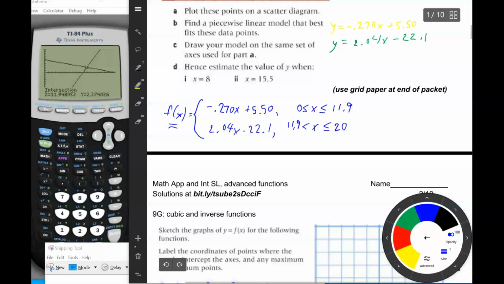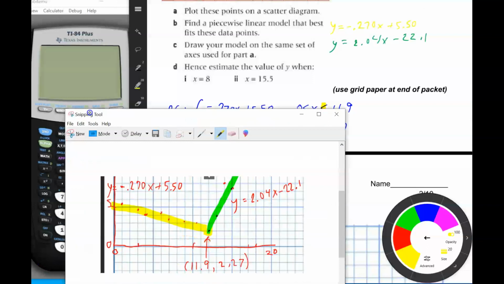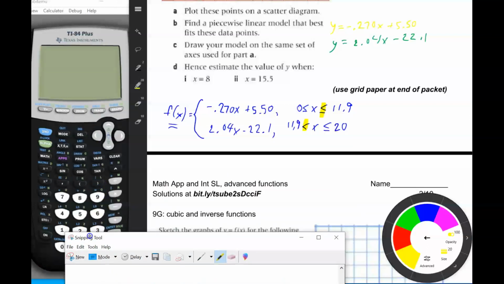So do you notice how I put a less than here and a less than or equal to here, so that 11.9 wouldn't be in both intervals. So that's the answer to B. And then C, draw your model. It's really hard to do that without a ruler, but I did that on the other grid with a highlighter. Okay, but if you did it with a ruler, you just need to make sure that your line goes through 11.9 comma 2.27, which is the intersection point, right?